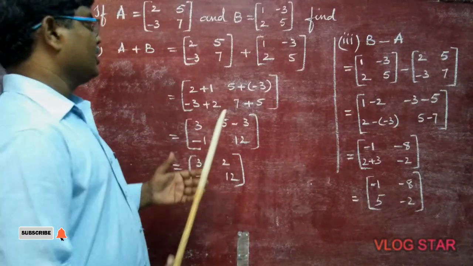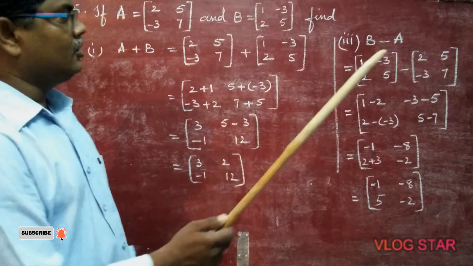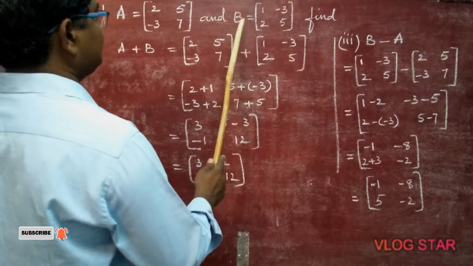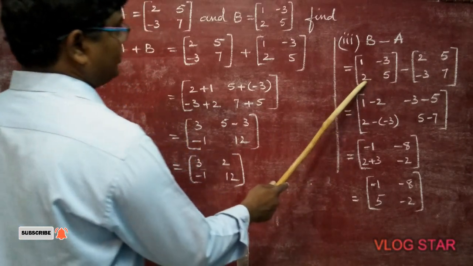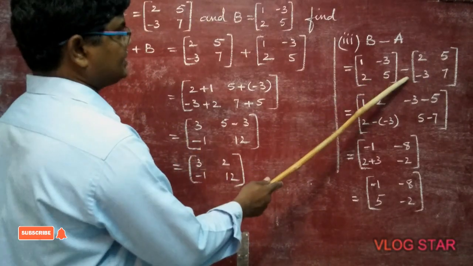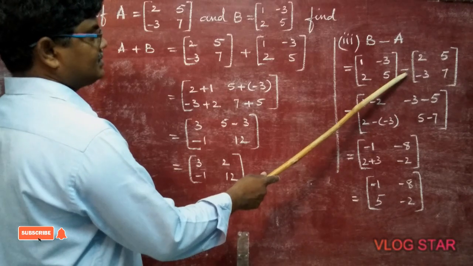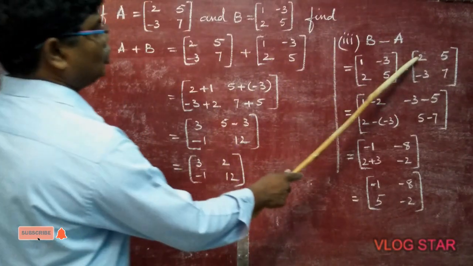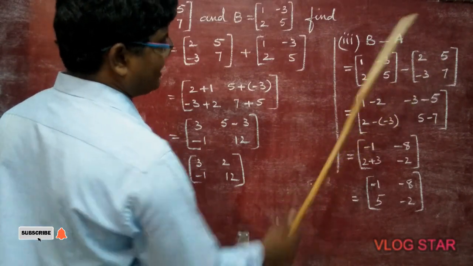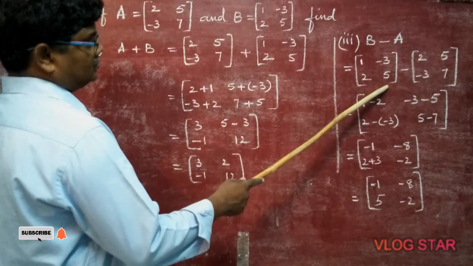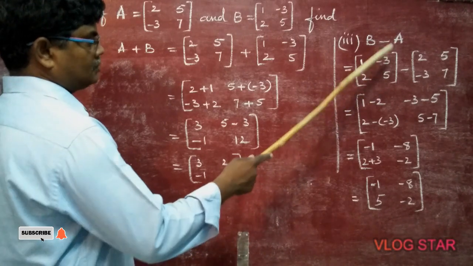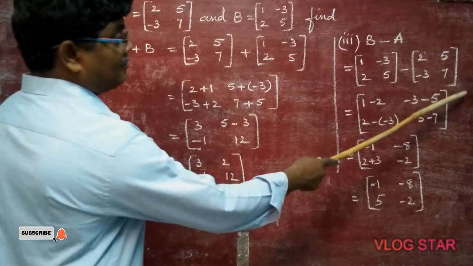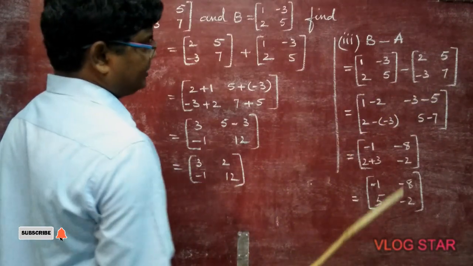What is the important point? Same order. Coming to the third bit, B minus A. What is B? They have given matrix B is equal to [1, -3; 2, 5]. If minus is there keep minus, plus is there keep plus. And minus A. What is A? [2, 5; -3, 7]. Orders: 2 by 2 matrix, 2 rows 2 columns. Same order, you have to check that one.